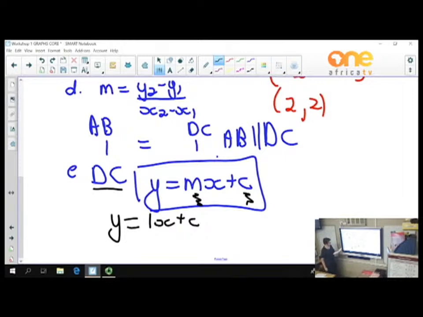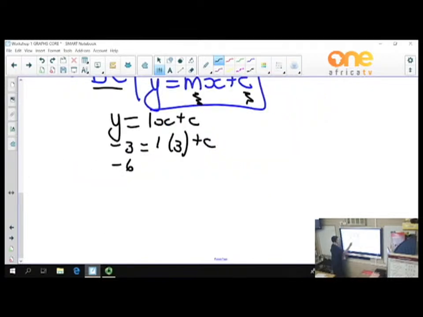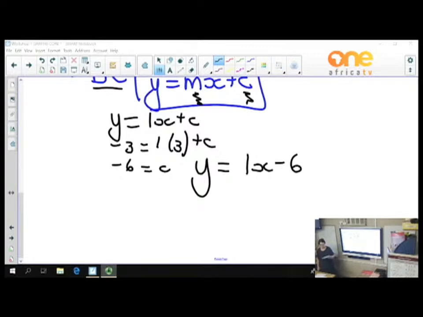D or C. What is D? Negative 3 is equal to 1 times 3 plus C. So what is C? Negative 6. So your equation is y is equal to 1x minus 6. Okay, this is exactly what you're going to get, this question, like this one. So would you get 12 marks here?